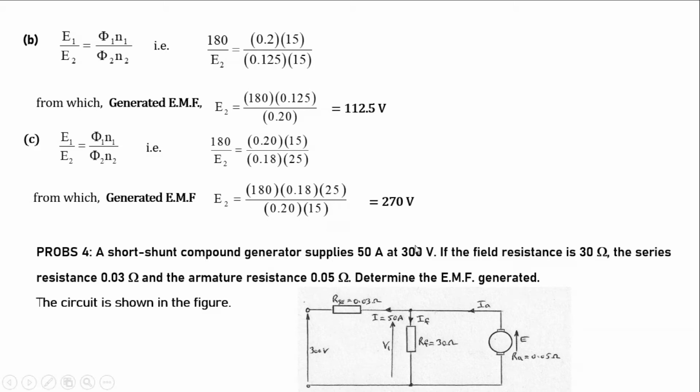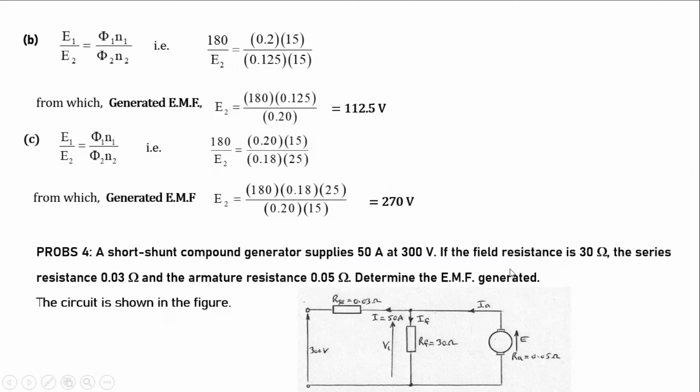So this is very important. You have to understand the problem. What is meant by this? 50 amps at 300 volts. It supplies 50 amps at 300 volts means it is at the load side. The 300 volts is the terminal voltage V and 50 amps is the load current. It supplies the load current of 50 amps. That you have to understand.